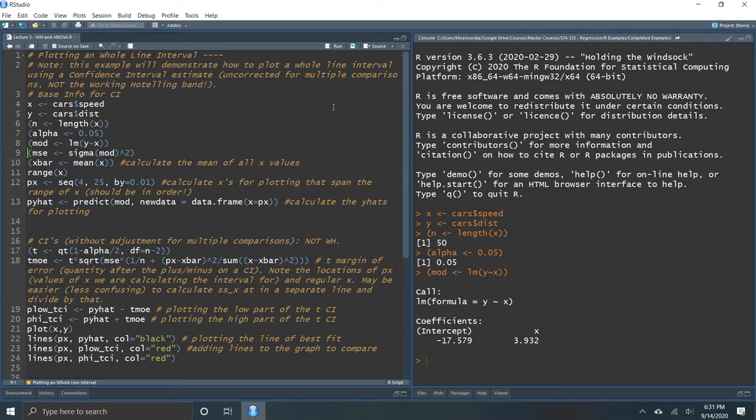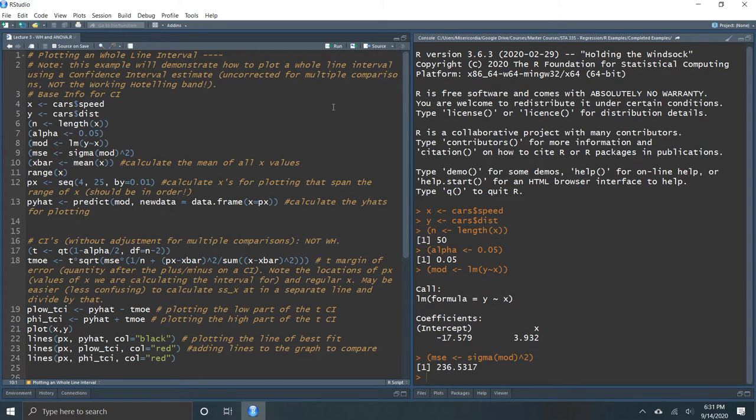So I'm going to fit the model. The intercept is -17. The x slope is about 4. So as x increases, as the speed increases by 1, the distance increases by about 4, give or take. Now the goal is to create the confidence interval and then to plot it.